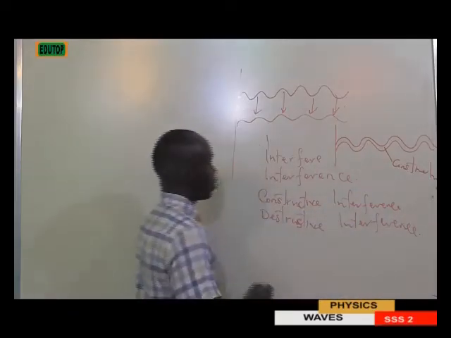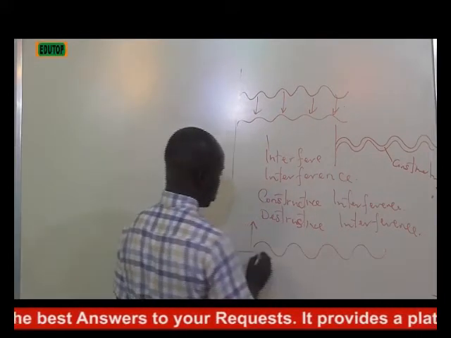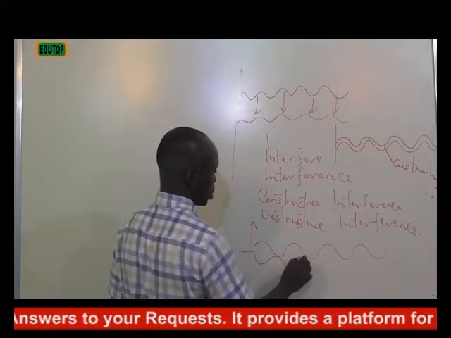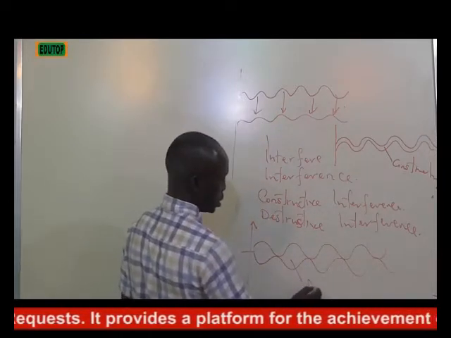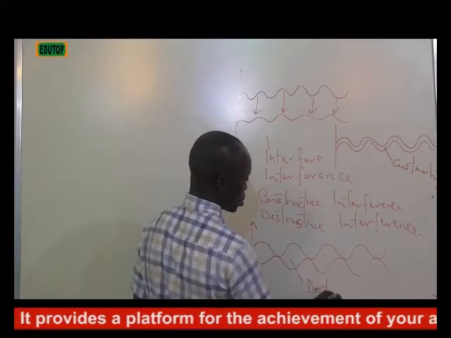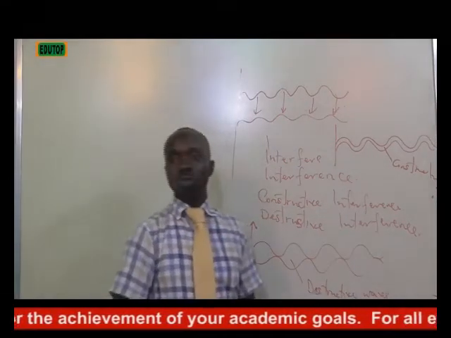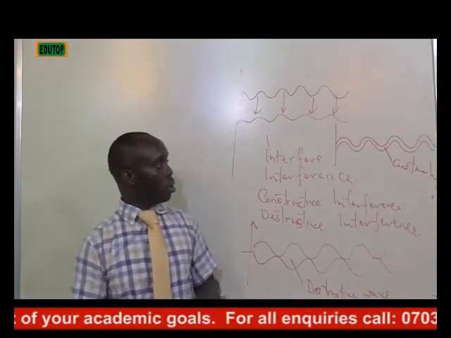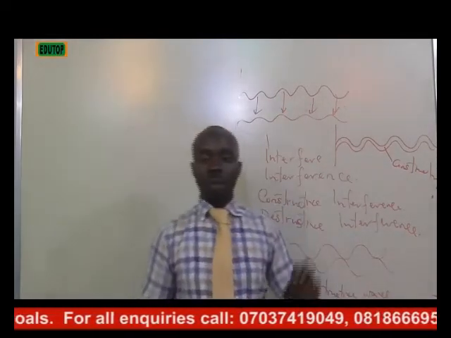But for destructive, they are not in step. You have something like this. They are being matched, and now we just come this way. They are not moving in the same line. So this particular idea is called your what? Destructive interference.